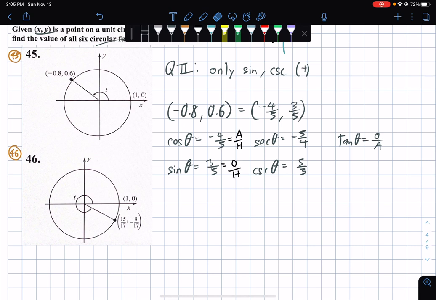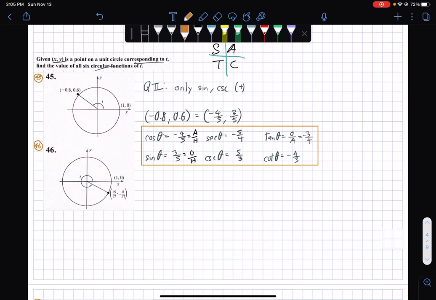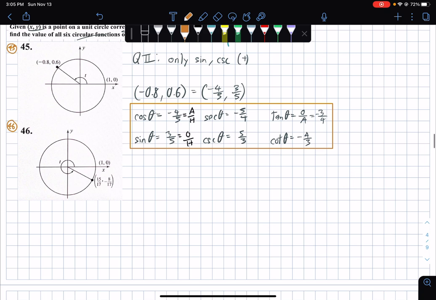Because we know now the value of tangent, the inverse of it is basically the value of cotangent. So these are the values. These are the values of the 6 circular functions in number 45. That's it.